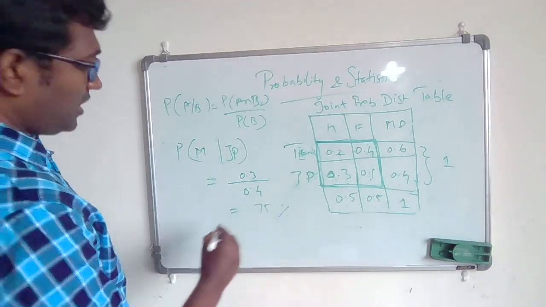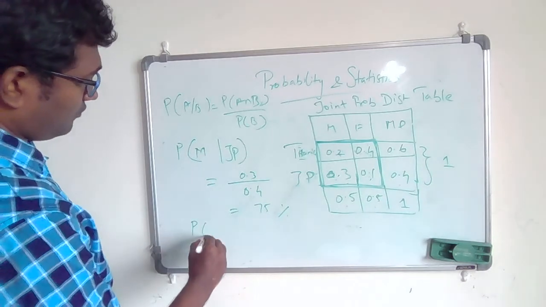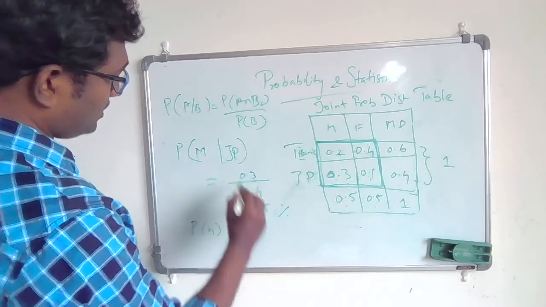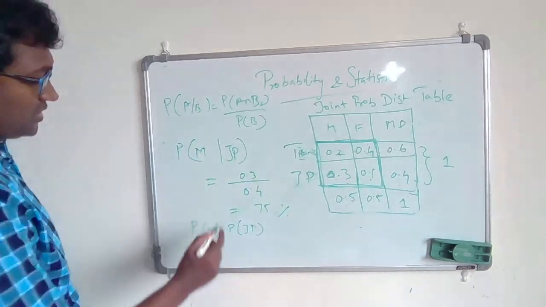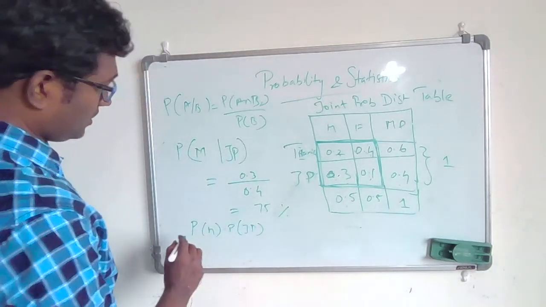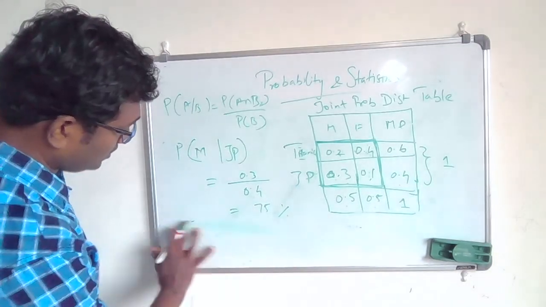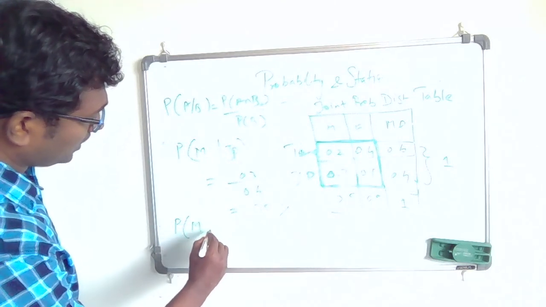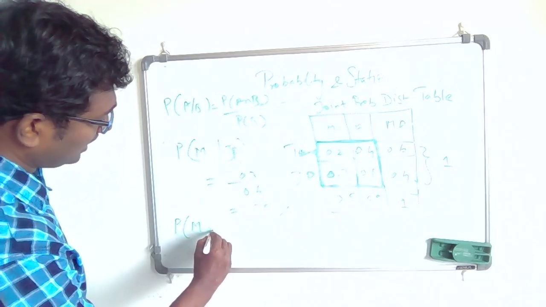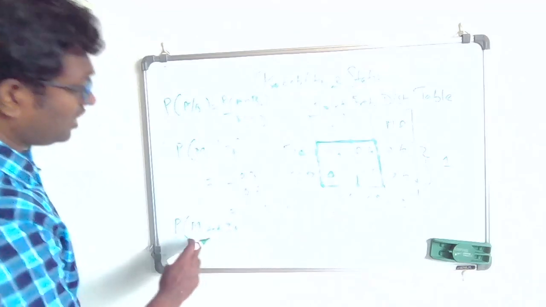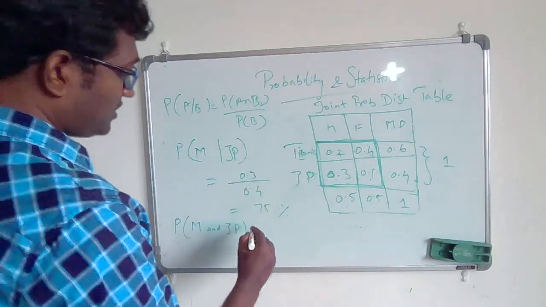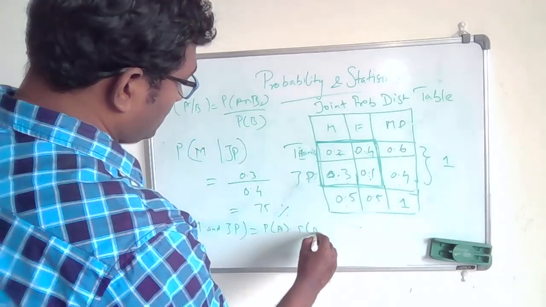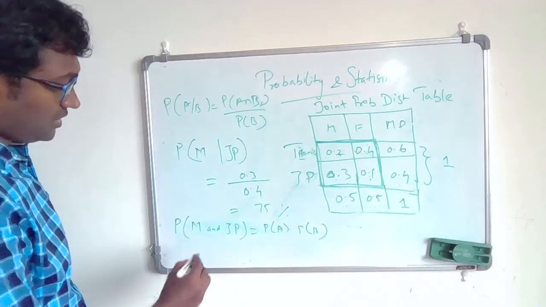If two events are independent, let's say the probability of male and the probability of Jurassic Park are independent of each other, which means there is no relationship between these two, then we represent the probability of A and B as the probability of A times the probability of B. That's how independence works.